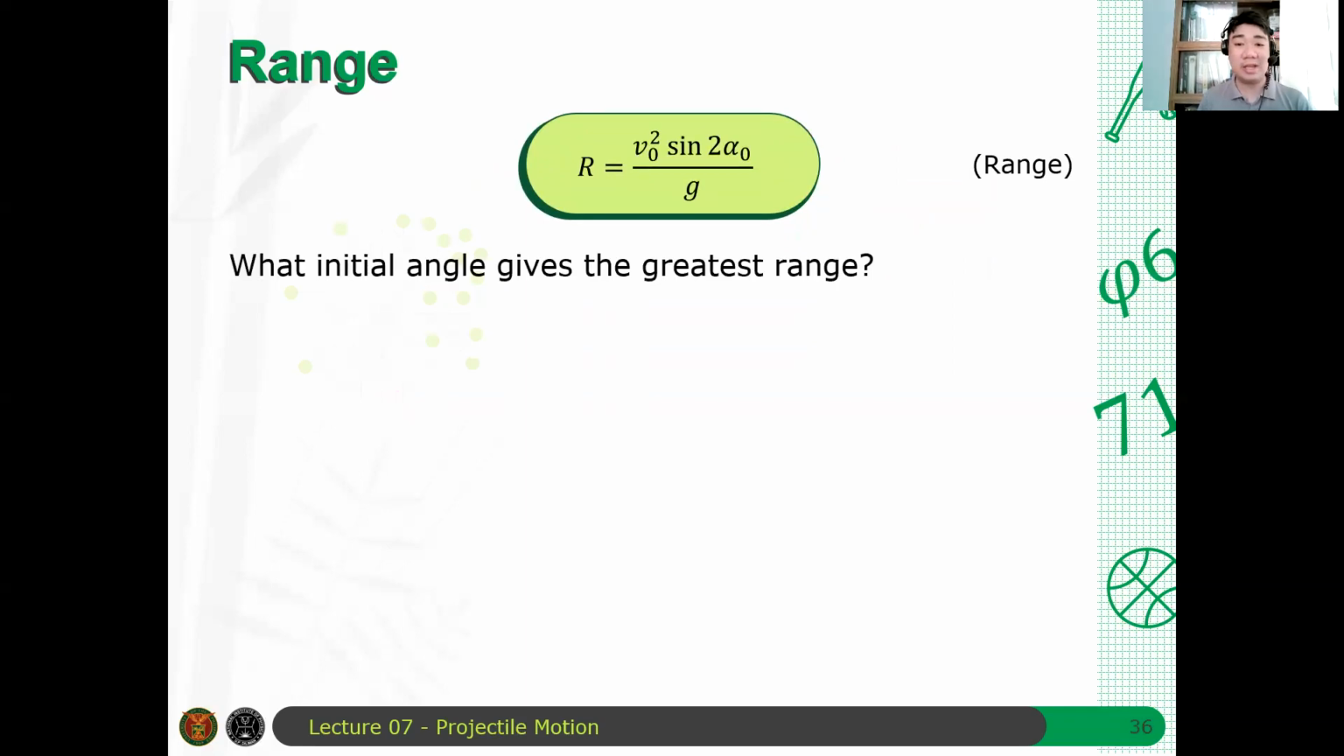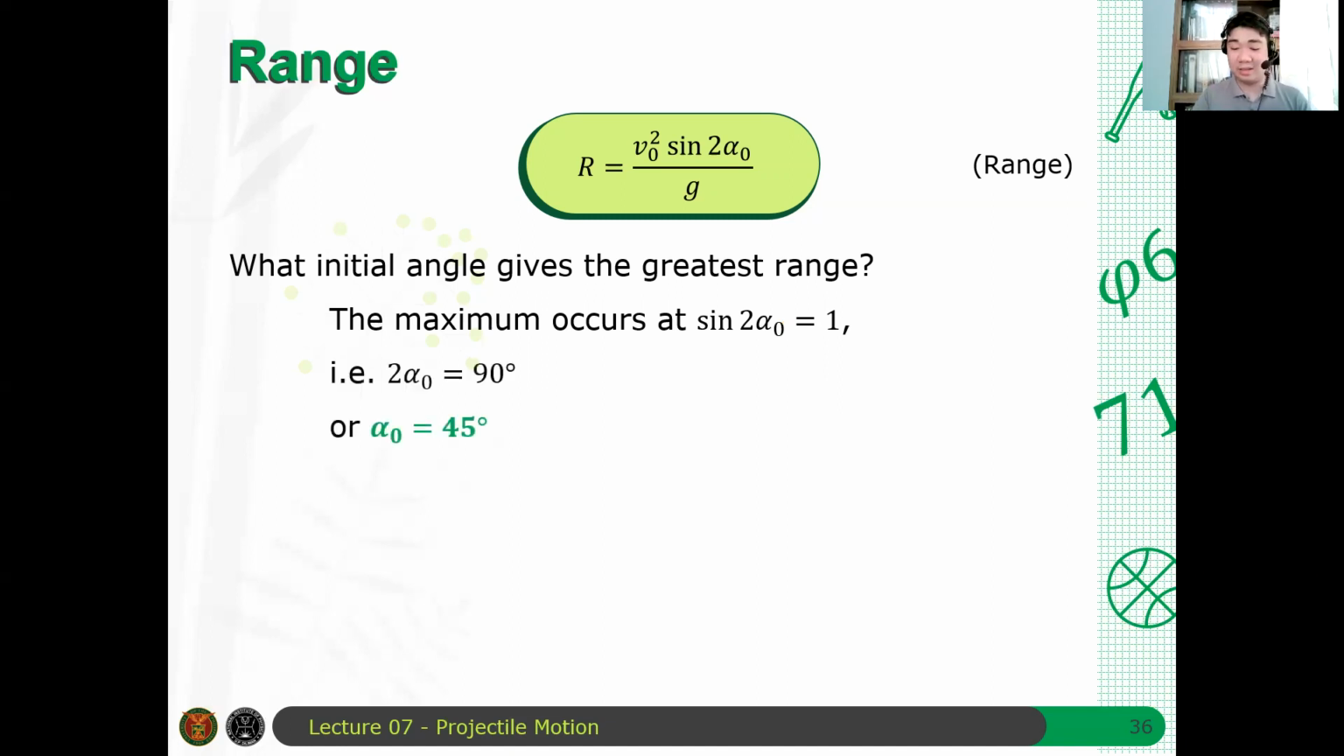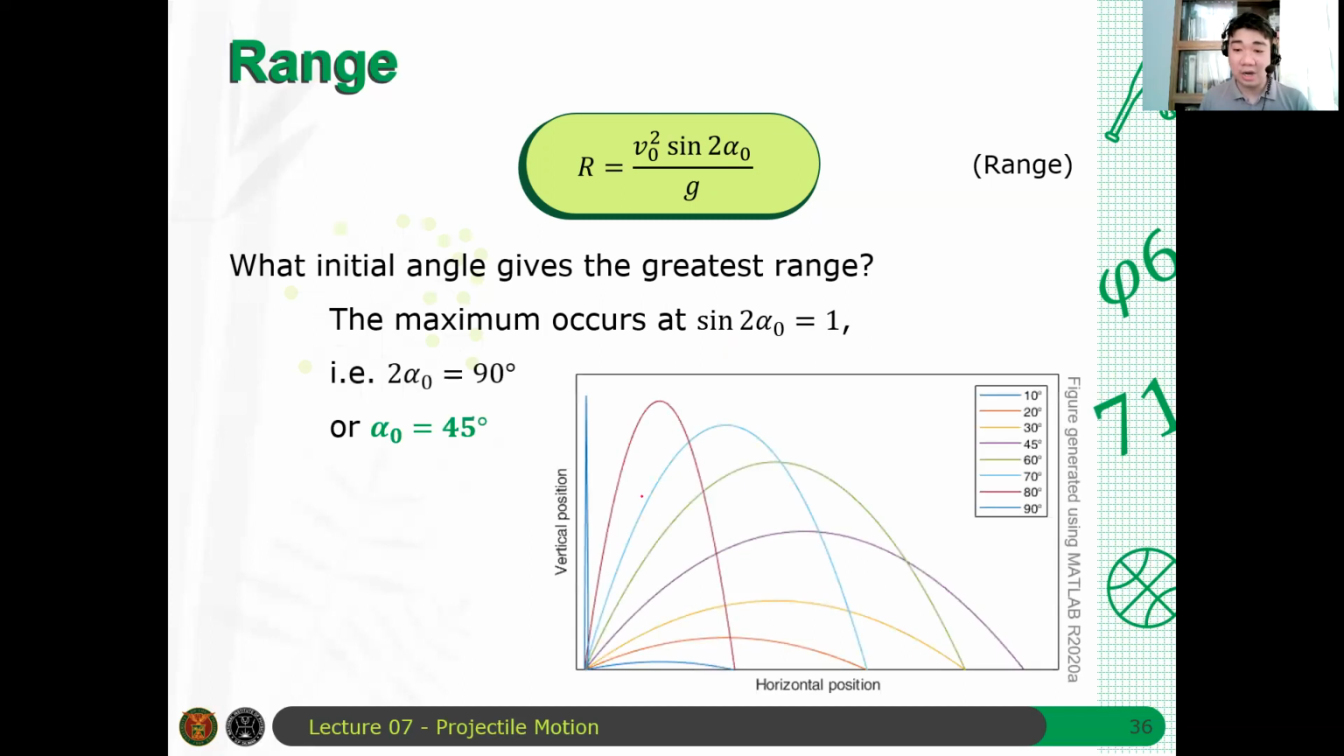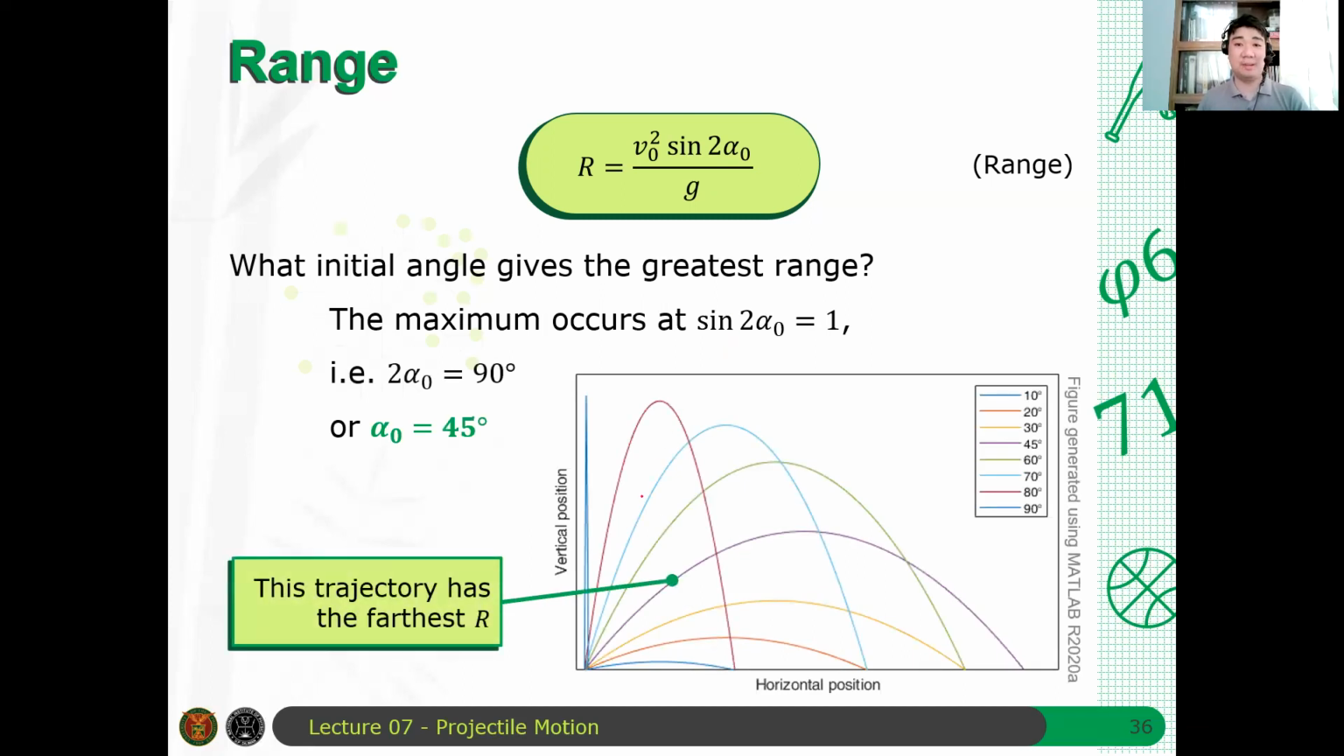So what angle gives the greatest range? Here it differs, because the sine of 2 theta is not necessarily maximum at 90 degrees. In fact, it is not 90 degrees. So when is it maximum? It is maximum at alpha naught equals 45 degrees. Therefore, at 45 degrees, that is where the range is greatest. Right? Are there any questions? May tanong? Wala?